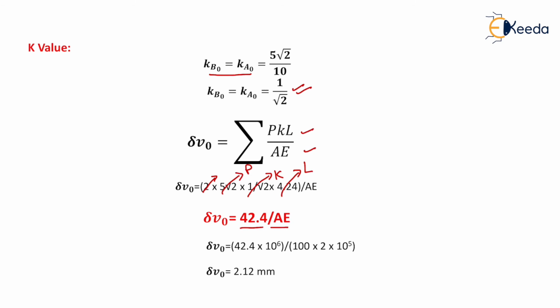On putting the value of A as 100 and E as 2 into 10 to the power 5, we will get the vertical deflection of joint O as 2.12 mm. So students, we have solved this numerical and computed the vertical deflection of joint O as 2.12 mm.